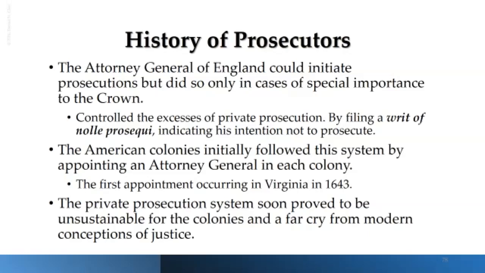And we transition back into the American colonies. The American colonies initially followed this system by appointing an attorney general for each colony. Virginia was actually the first colony to appoint an attorney general, in 1643. They sometimes would engage in prosecutions, but a lot of times they just filed a writ of nolo prosequi, and that would be it. Now, the private prosecution system, however, really proved to be unsustainable for the colonies, and very much a far cry from the modern conceptions of justice. And we're going to take a look and see what that means.